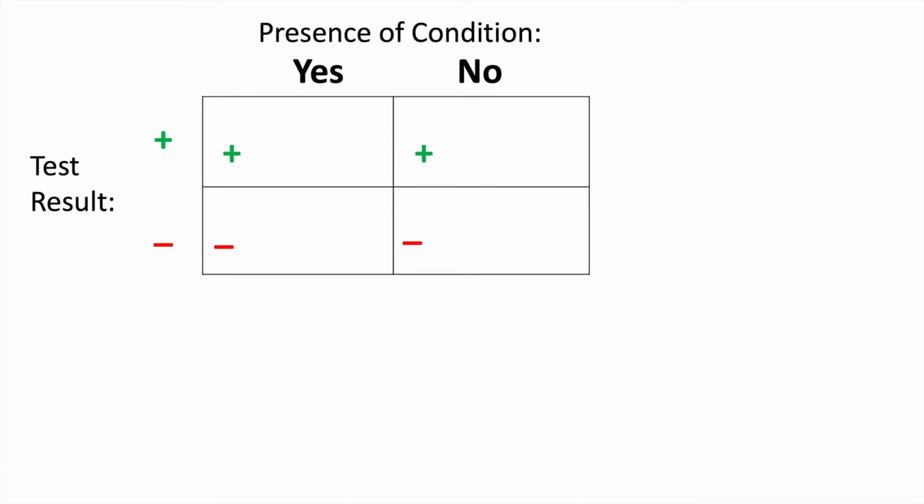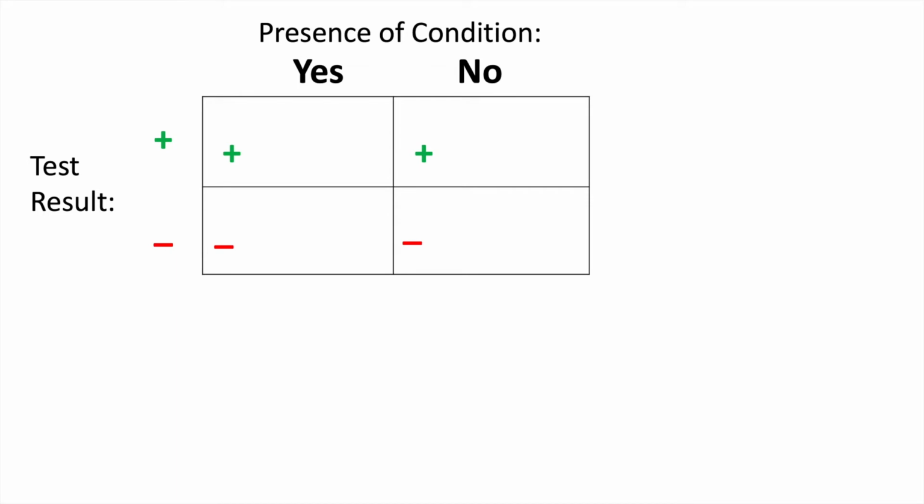Start off with a blank 2x2 table. On the left side, you'll label test result positive and negative. Now go down the row and fill in the corresponding positive and negative signs. Next, label the columns for the presence of condition with yes on the left and no on the right.